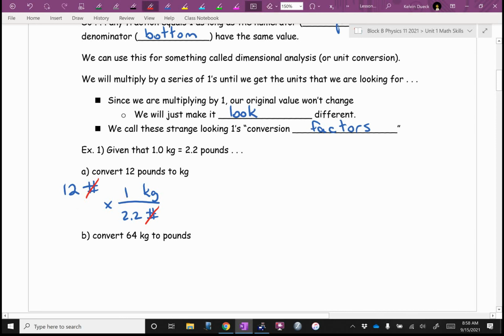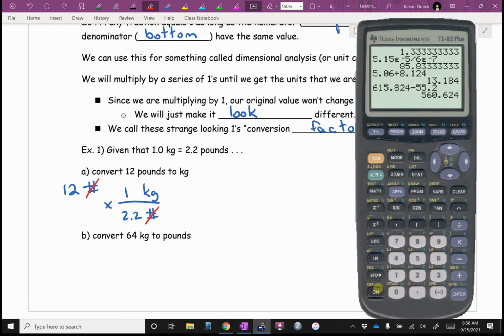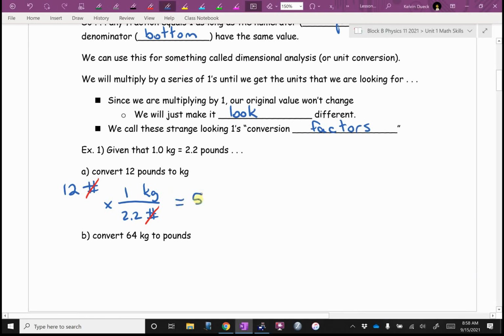Go. Do I really need to times by 1, or will that change anything? Spoiler, I'm going to ignore the ones. It's going to be 12 divided by 2.2. 12 pounds is 5.45454545 kilograms. I guess technically I should go to 2 sig figs because of the 12 and the 2.2. So 5.5 kilograms.